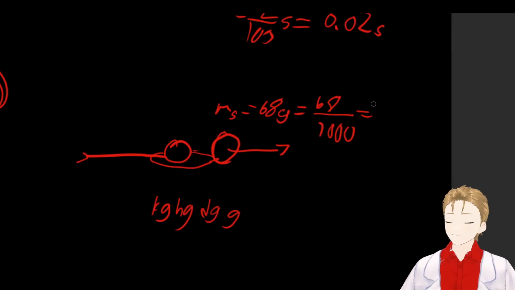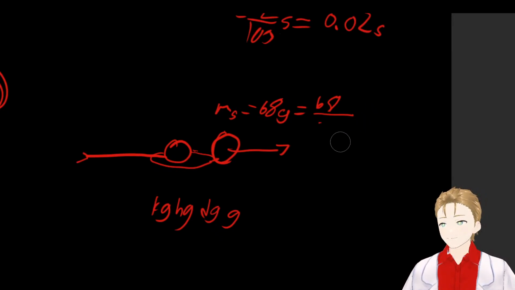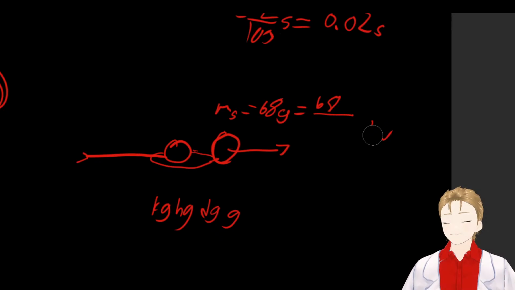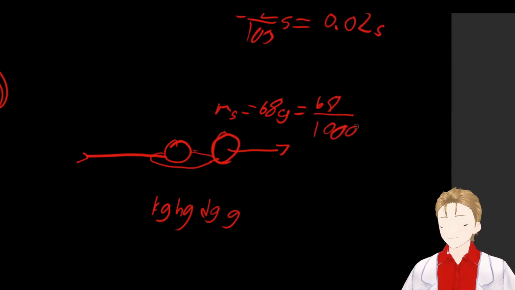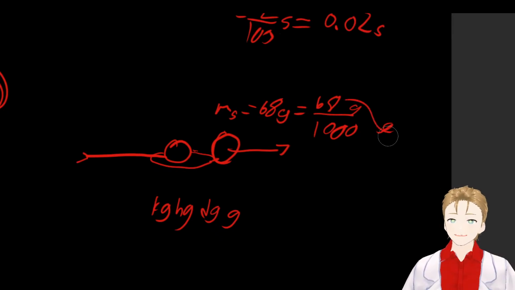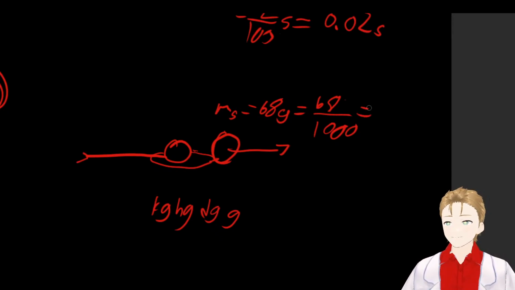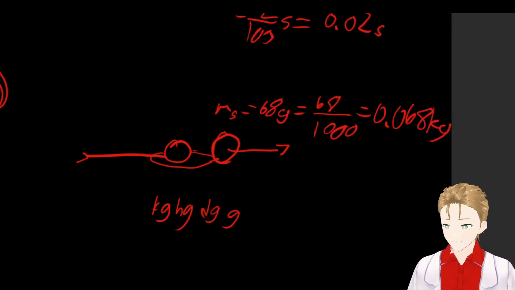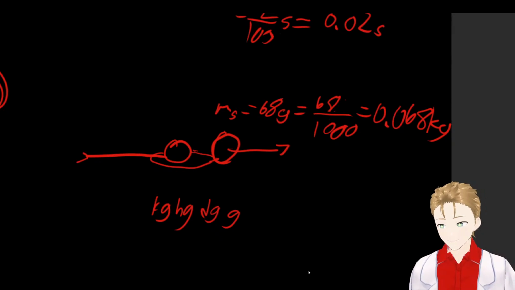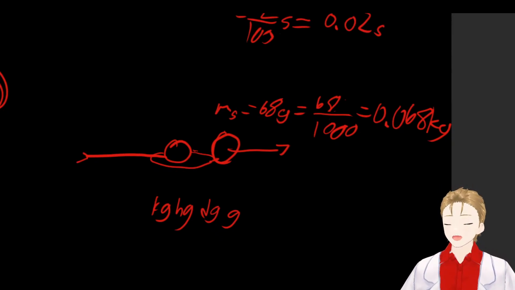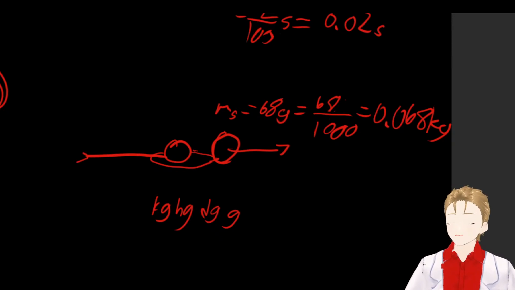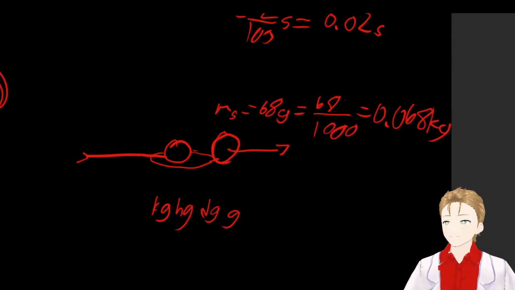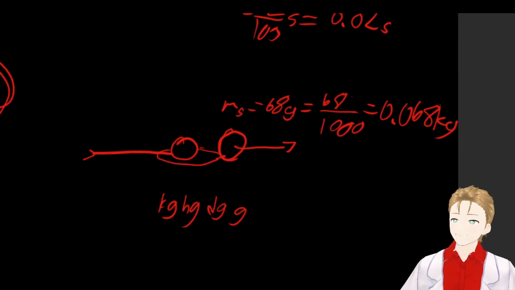So the grams would have been cancelled. I would be left with kilograms. And 1, 2, 3, 0.068 kilograms, right? Let me make sure. 68 g in kg. Yes, I'm correct. It feels good to be correct.